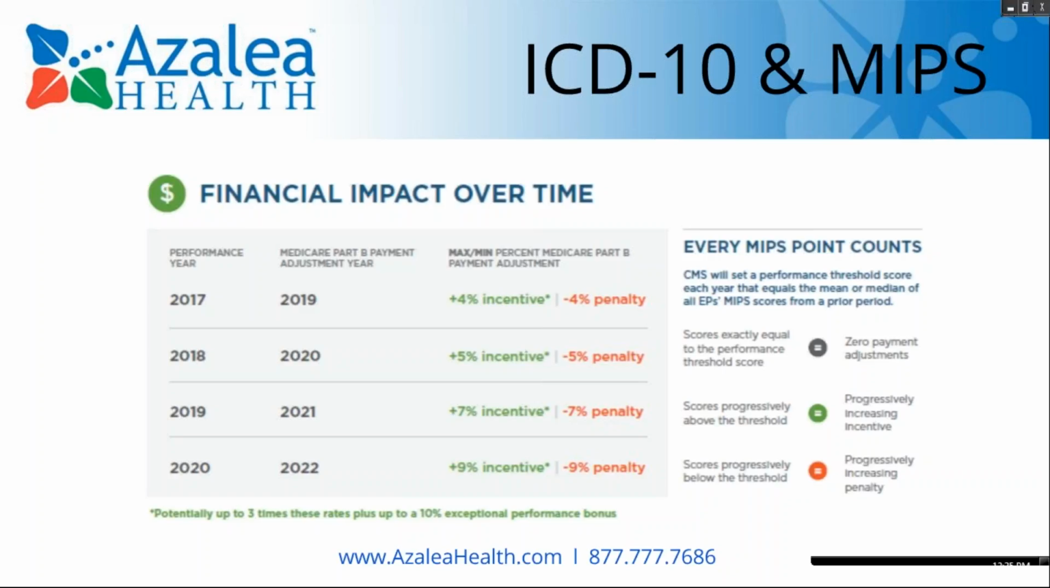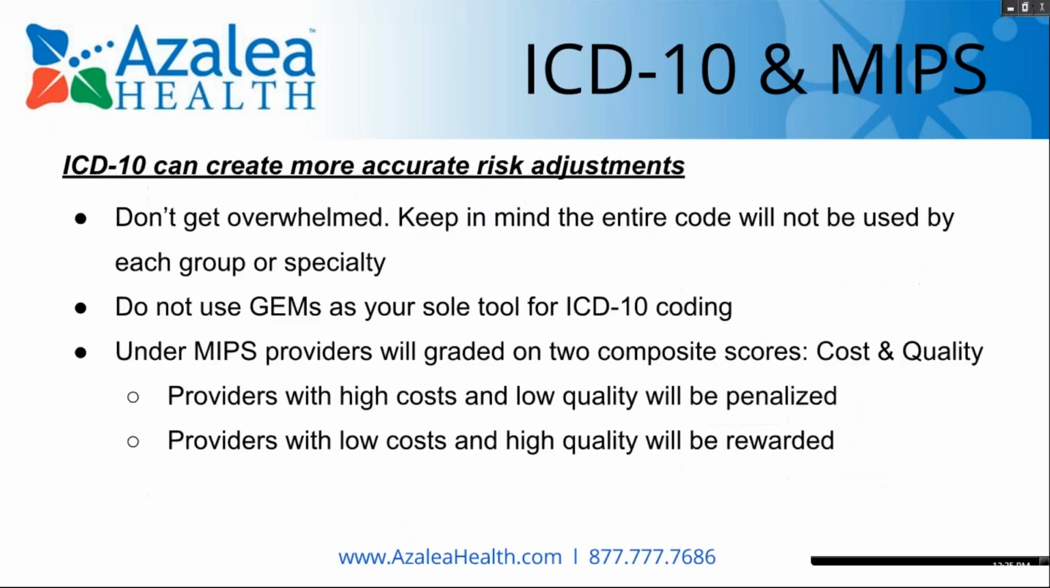But this is kind of the swing, and then you can also get a multiplier of 3 times those rates for exceptional performance bonus. And then there's other points that, if you look on the right, that if you're positive on a recurring basis on the positive side, you can get increasing revenues from that as well. So I wanted to point that out.